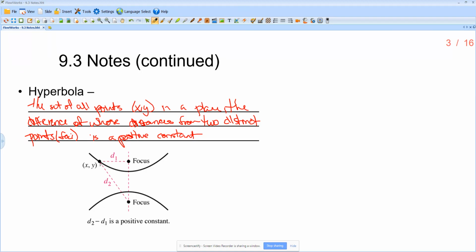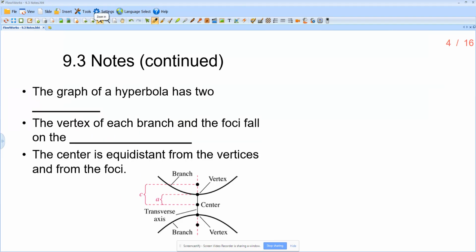So you can see here, if we have this point x, comma, y, D1 being our distance to one focus, D2 being distance to the other focus, the difference of those is a positive constant. So no matter what point I picked along this hyperbola, even if I picked one down here, the difference between the distances to these focal points will be a positive constant value, which obviously changes depending on which hyperbola you're looking at.